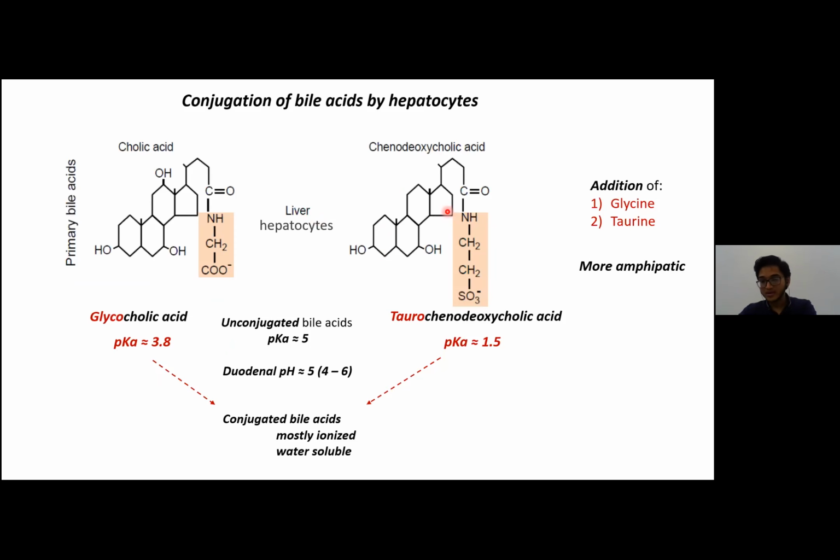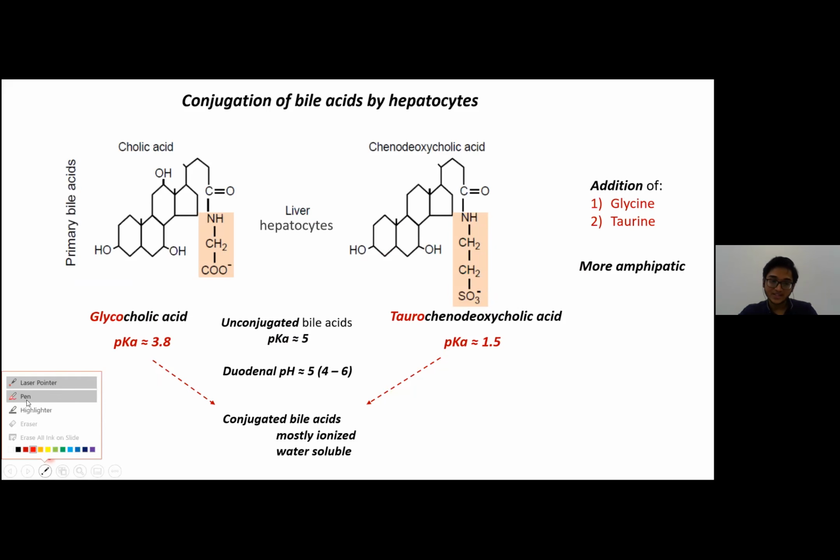Okay, so now the first step was basically hydroxylation. Second step is conjugation. You conjugate bile with glycine and taurine, okay? Glycine and taurine basically make bile acid more soluble. Again, the whole process is basically trying to make cholesterol more soluble. And this is important because conjugation decreases pKa.